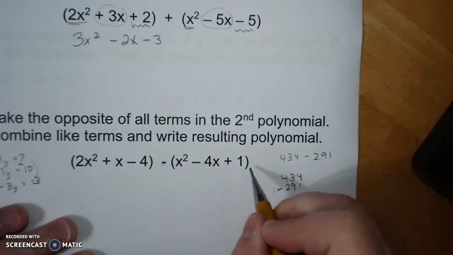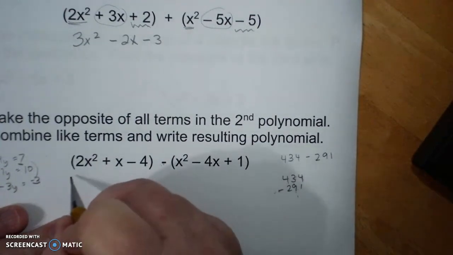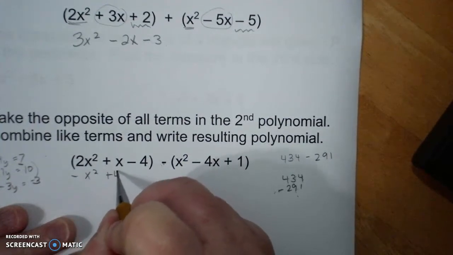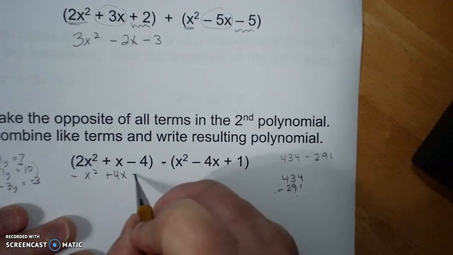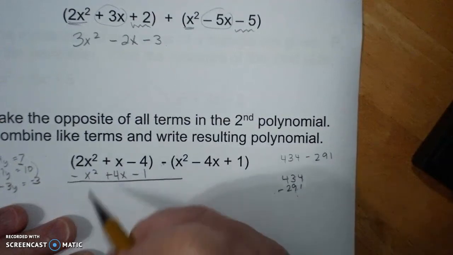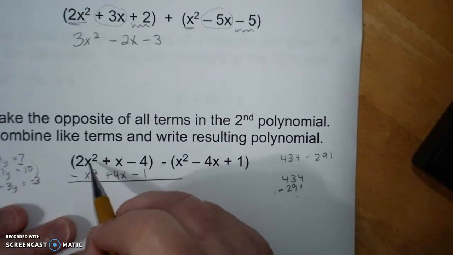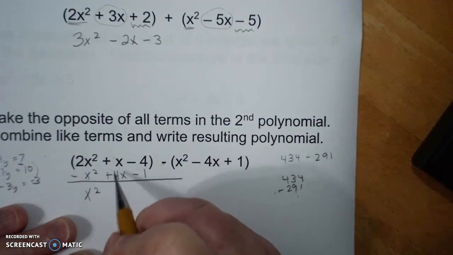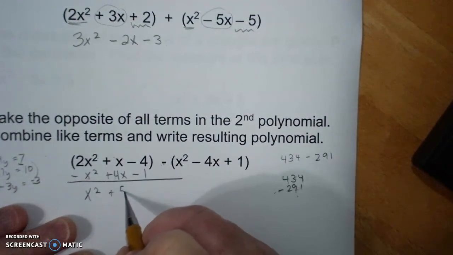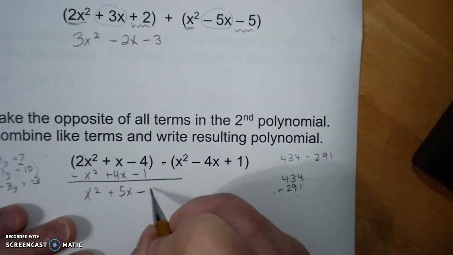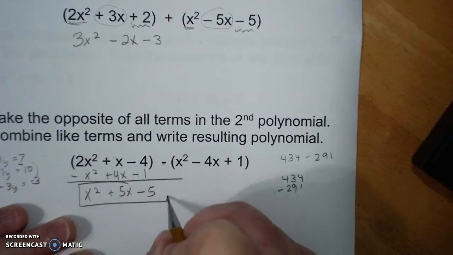So as I put this over here, I don't like to subtract. I always float it through and put it underneath. So that's a negative x squared, a positive 4x, and a negative 1. And then I am doing straight up and down. 2x squared minus 1x squared is x squared. 1x plus 4x is positive 5x. Negative 1 and negative 4 and negative 1 is negative 5. And that is your answer.